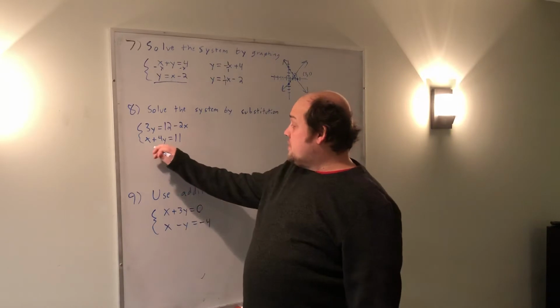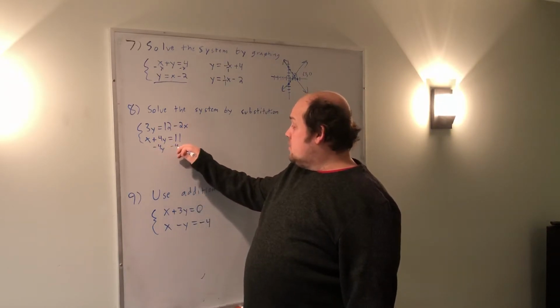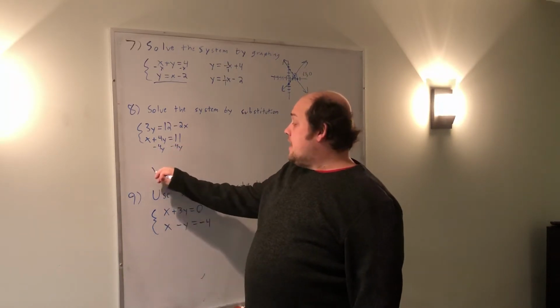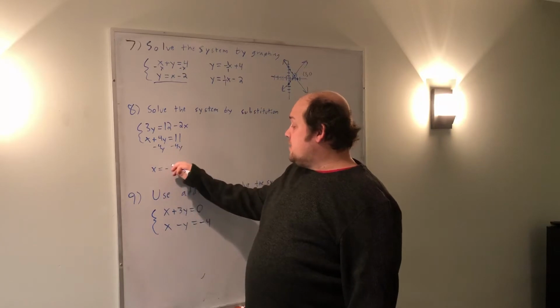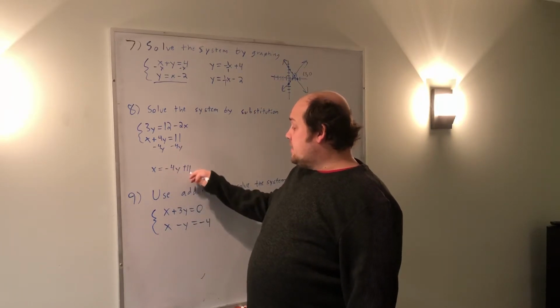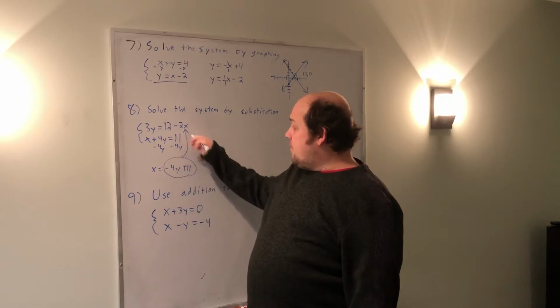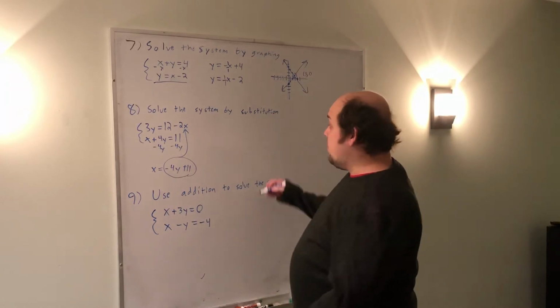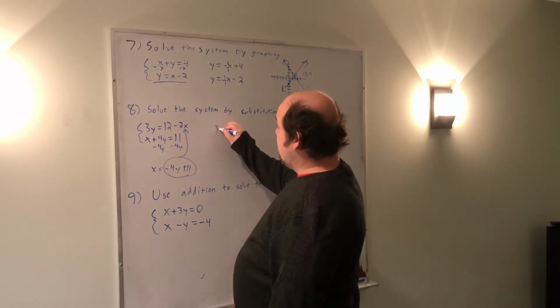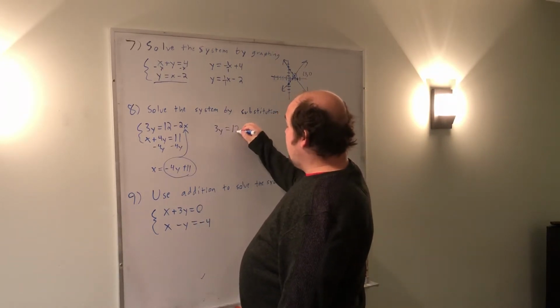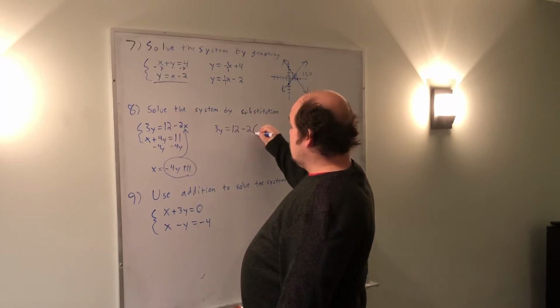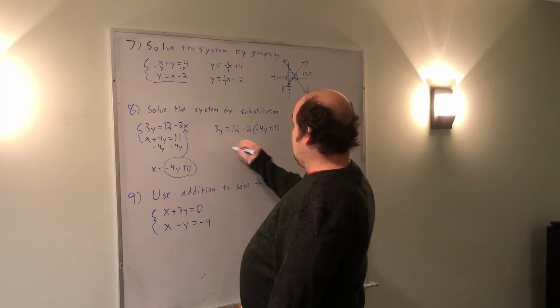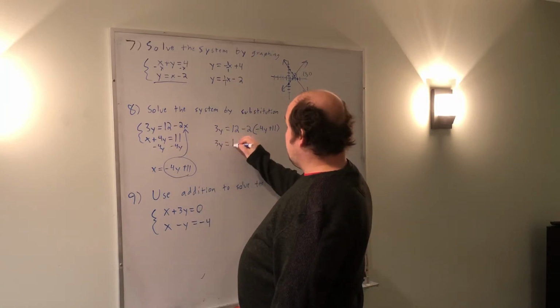The way I'm going to do it is I'm going to subtract 4y here, subtract 4y here. That's going to give me the equation x equals negative 4y plus 11. I'm going to take this whole thing and put it in wherever I see an x in the equation that I haven't used yet. So that equation that I haven't used yet becomes 3y equals 12 minus 2 times negative 4y plus 11.